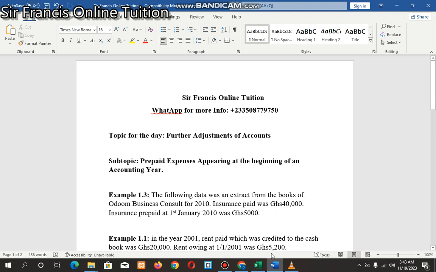And it said insurance prepaid at 1st January 2010 was 5,000. Okay, so as at 1st January 2010, there has been an expense paid in advance for. This prepayment, or expense paid in advance, was made in the previous accounting year, which is 2009. So it was made in 2009.